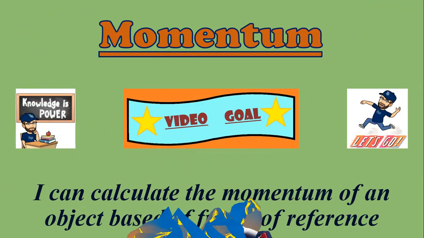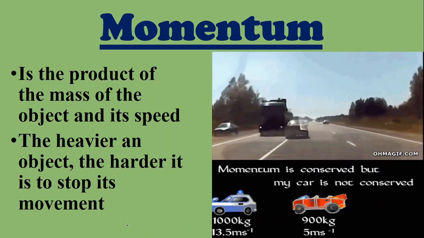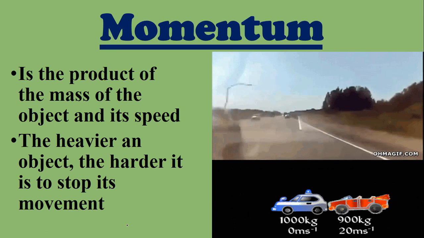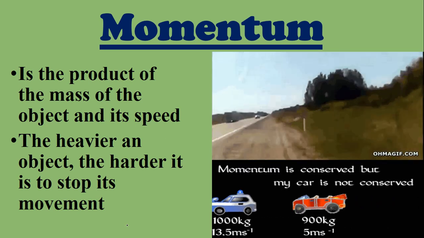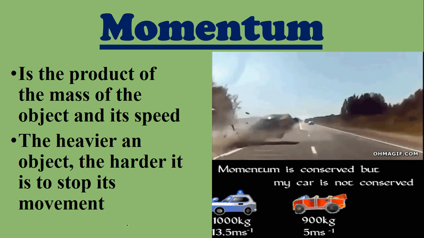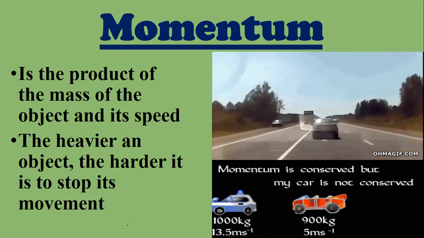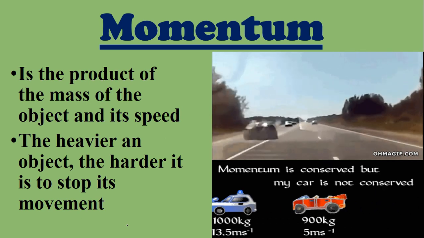Today we're going to talk about momentum. So your goal for this video is that I can calculate the momentum of an object based off frame of reference. So what is momentum? Momentum is the product of the mass of the object and its speed. So we're going to talk about the amount of matter in it, multiplying it by how fast it's going.